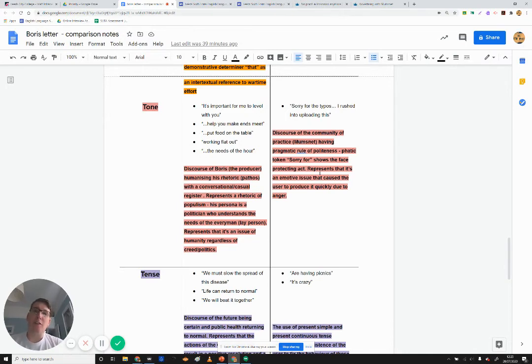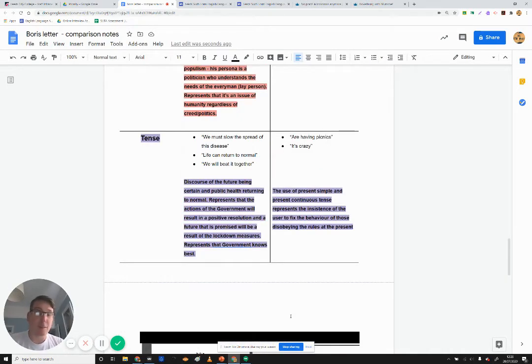So that's a very different context to what the Boris letter was, because obviously that letter has been planned and proofread and drafted probably dozens of times, because the context of how they're both produced is different.